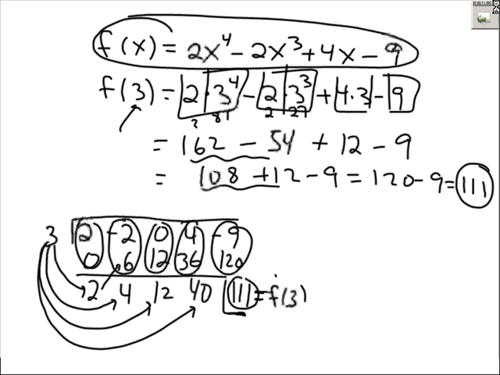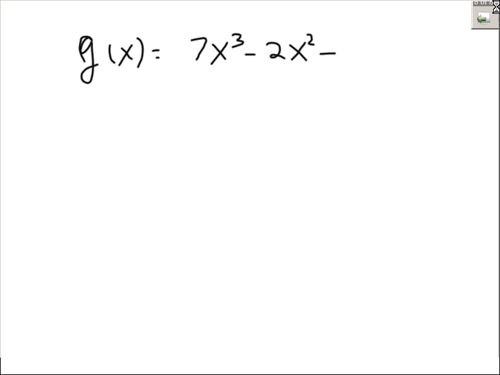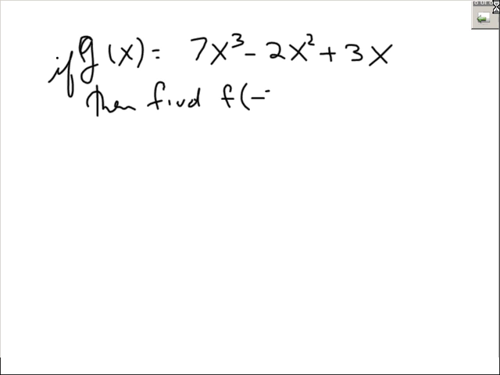So you never have to do function evaluation this way anymore. You never ever have to do this ever again. Just do synthetic division. Let's try another one of these. If I tell you that g of x is 7x cubed minus 2x squared plus 3x, then find g of negative 3.